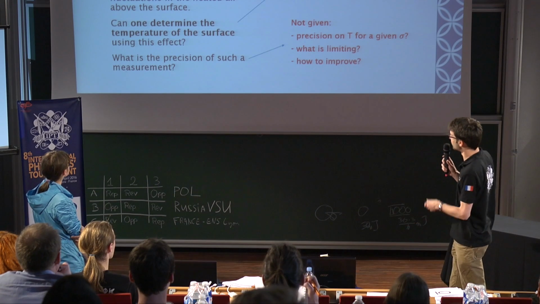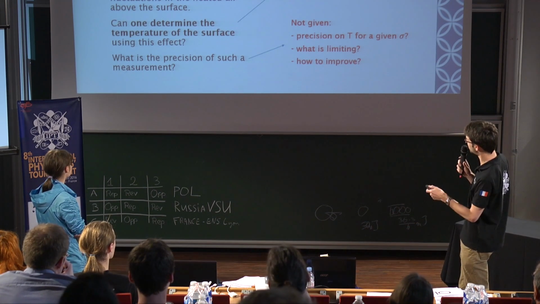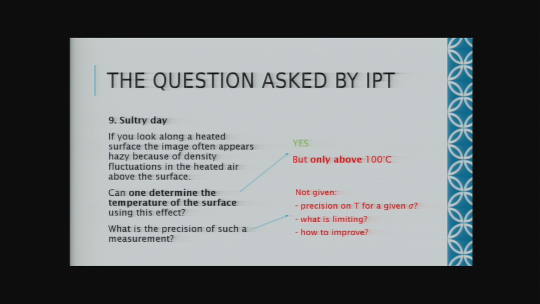Then, if I consider the question asked by EPT, you answered quite well the determination of the temperature of the surface, but only above 100 degrees, as I already said. And about the precision of such a measurement, you don't give us the precision of the temperature for a given standard deviation. What is also limiting this precision in your setup? So I give you two possible ways to improve. But if you think of other limiting factors, it will be very interesting to discuss them.